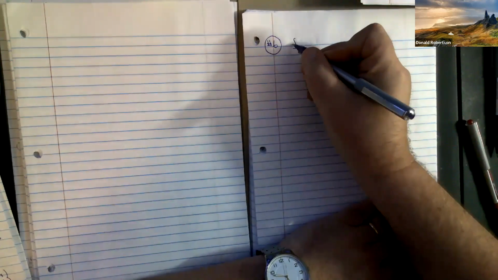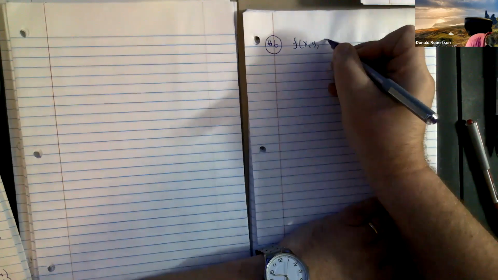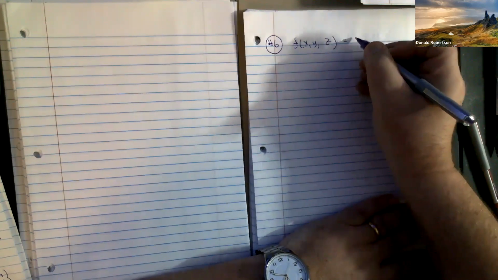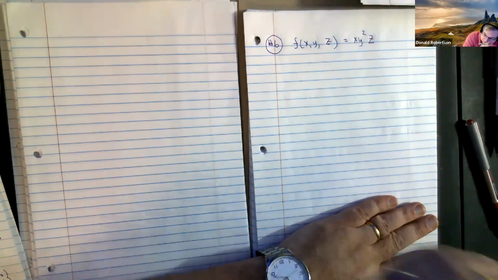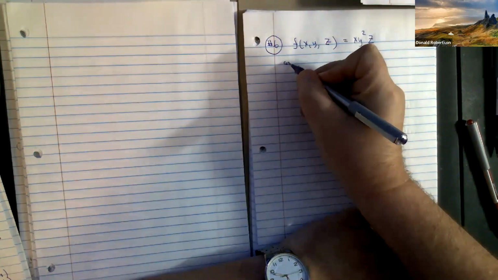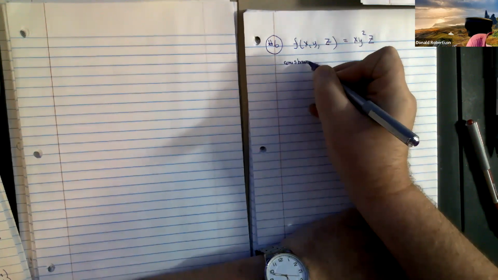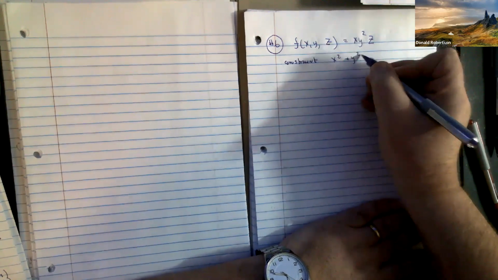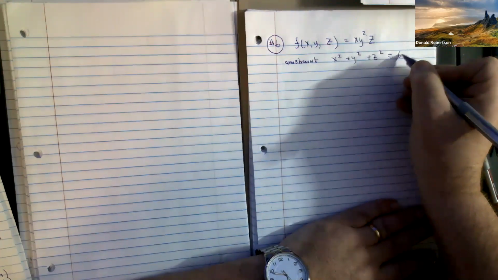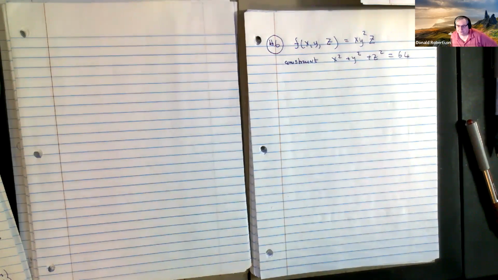And the next one is a version of question 6. We're increasing the number of variables. We're trying to find the maximum and minimum value of this function, subject to a constraint. And the constraint is that x squared plus y squared plus z squared equals 64. Now, when you increase another variable, you do have to adapt.